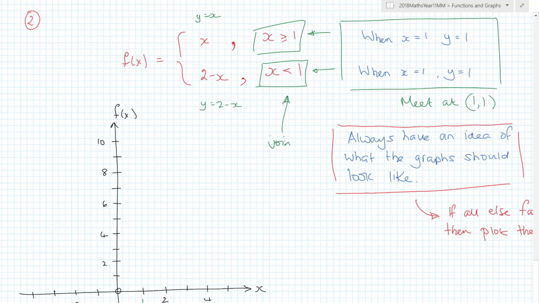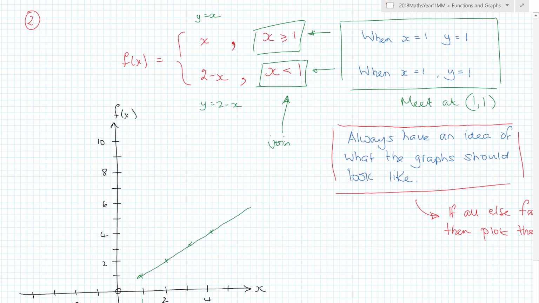I'm now going to look at one set of my hybrid function going that way, and one set going that way. So this way is y equals x. Starting when x equals 1, y would equal 1. So that's actually my start point. When x equals 2, y equals 2. When x equals 3, y equals 3. When x equals 4, y equals 4. And again, I can now draw my straight line.